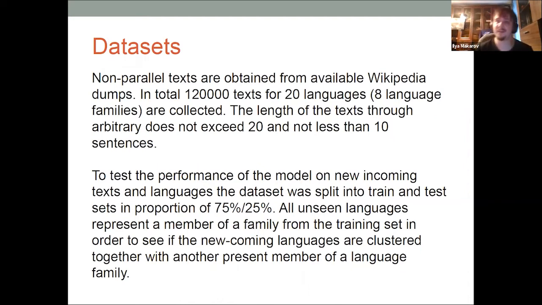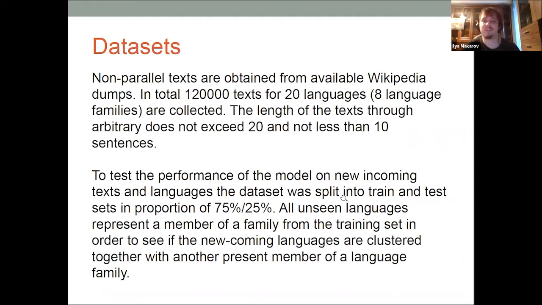So that's the basic idea of how it should be done. To test the performance of the model on new incoming text and languages, the data set was split into train and test sets in proportion of 75% for the train set and 25% for the test set. And all unseen languages represent a member of a family from the training set, in order to see if the new languages are clustered together with another present member of the language family.